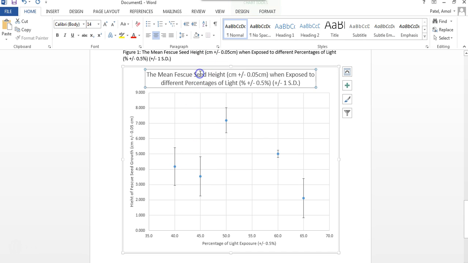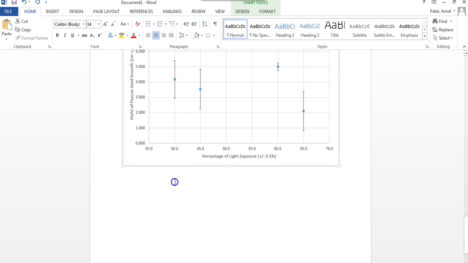I've given it a better title that indicates that the error bars are plus or minus 1 standard deviation. I've added my uncertainties, and I've told you that the data represents the mean, not the raw data, but the average. Each blue dot here is the average. I've added uncertainties to my labels. And I would highly recommend that you describe the data.